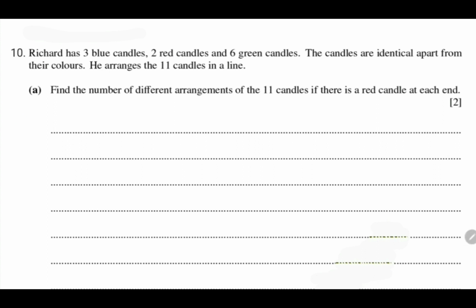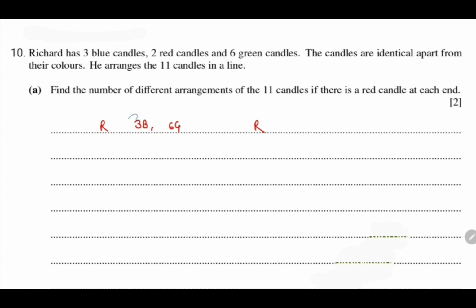So let me make the arrangement. Red candles are at each end. So in the middle, I have how many? 3 blue candles and 6 green candles. These blue candles are identical, and green candles are identical to each other.